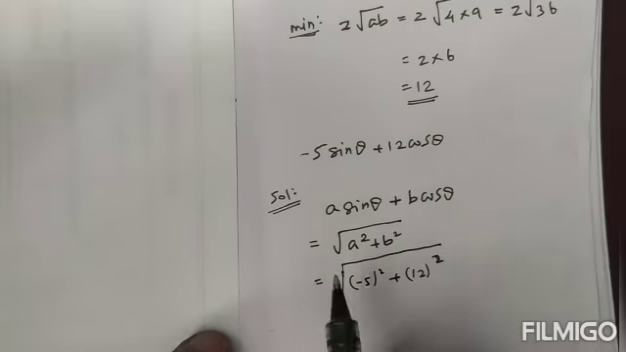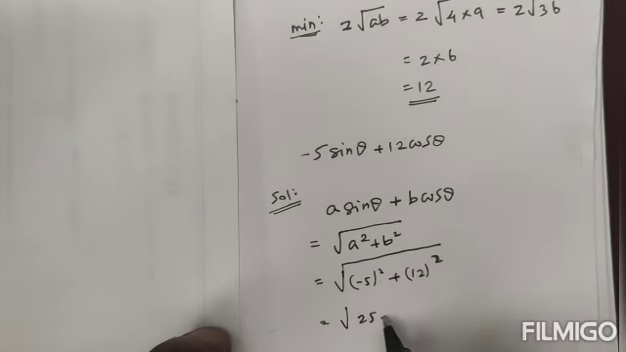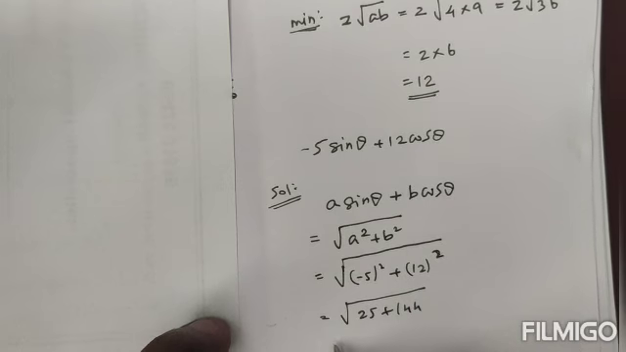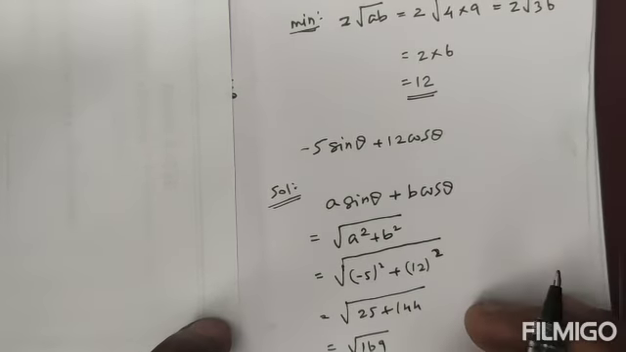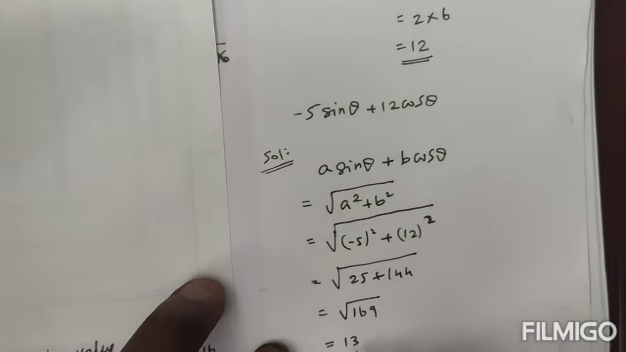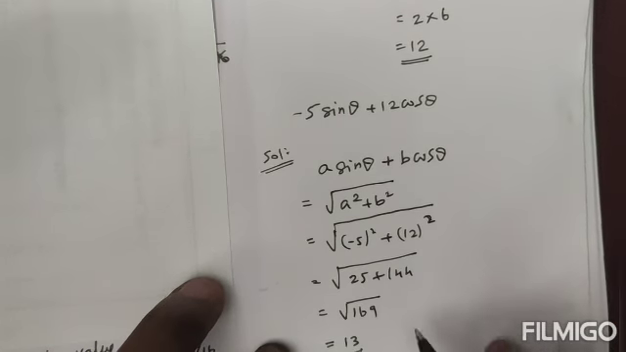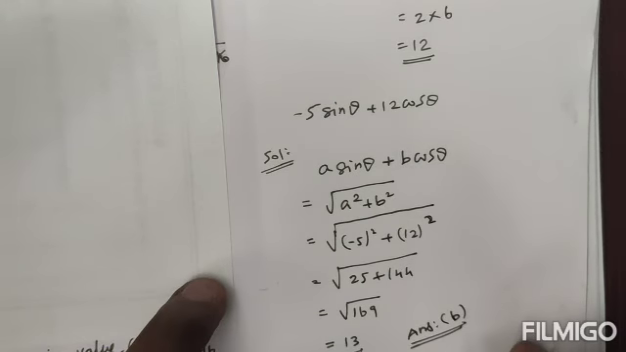So now we can write the whole root of minus 5 whole squared is 25 plus 12 squared is 144. So 144 plus 25 is 169. So the whole root of 169. This 169 we can write as 13. So this is the maximum value in this question. So this is matched with the second option, option B.